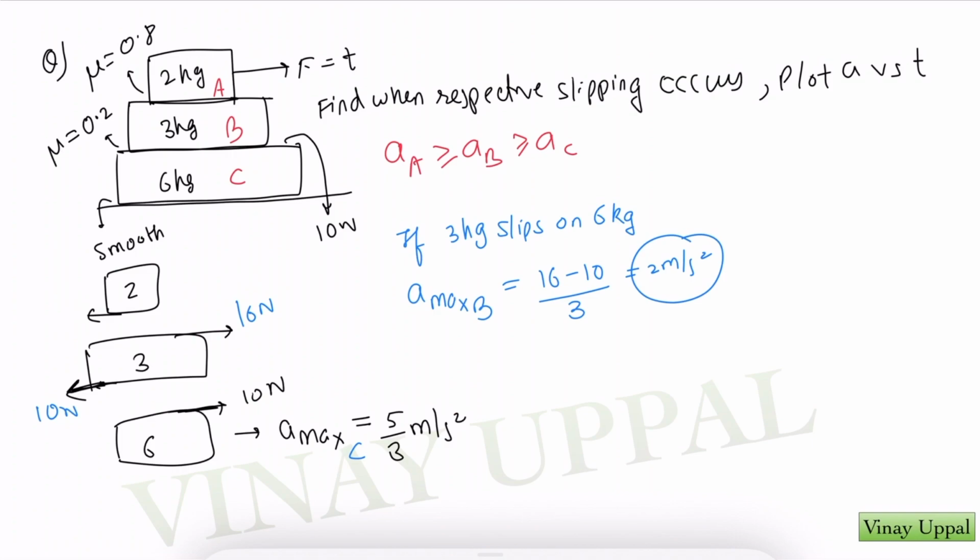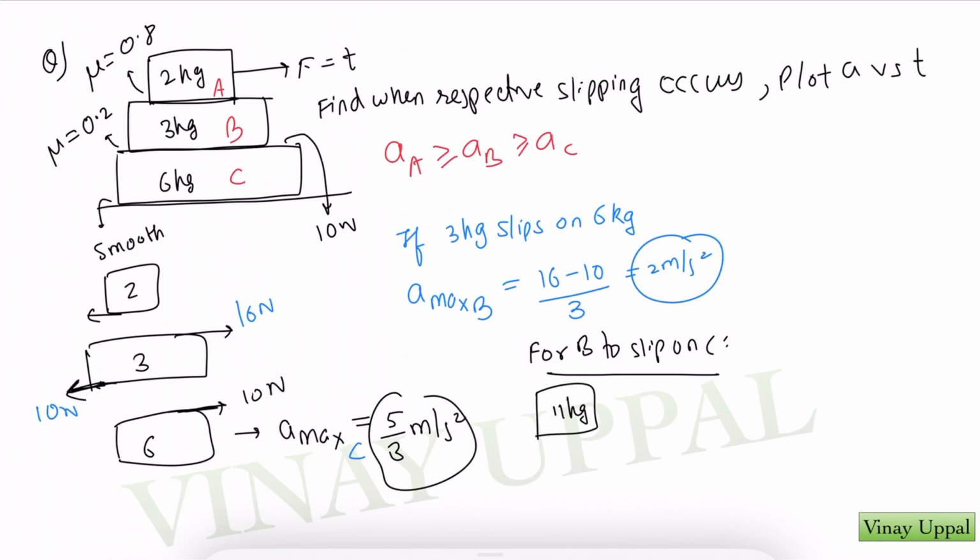And therefore, the entire system is going to move together till it reaches an acceleration of 5 by 3 meters per second squared. And at that point, B will slip on C. So for B to slip on C, the entire system, which is of 11 kg, is going to be moving at 5 by 3 meters per second squared. So the external force is going to be the mass 11 kg multiplied by 5 by 3 meters per second squared, so that will be 55 by 3 newtons. So at 55 by 3 seconds, block B is going to slip on C.